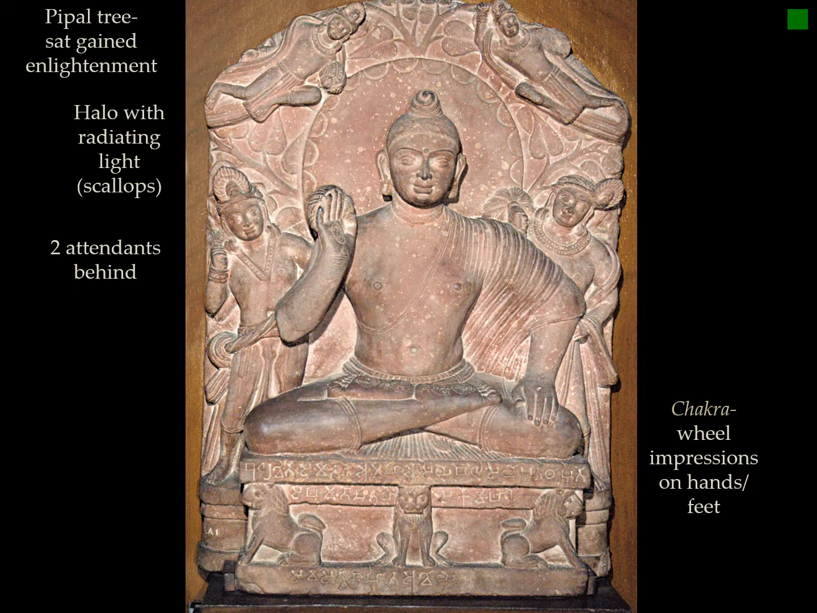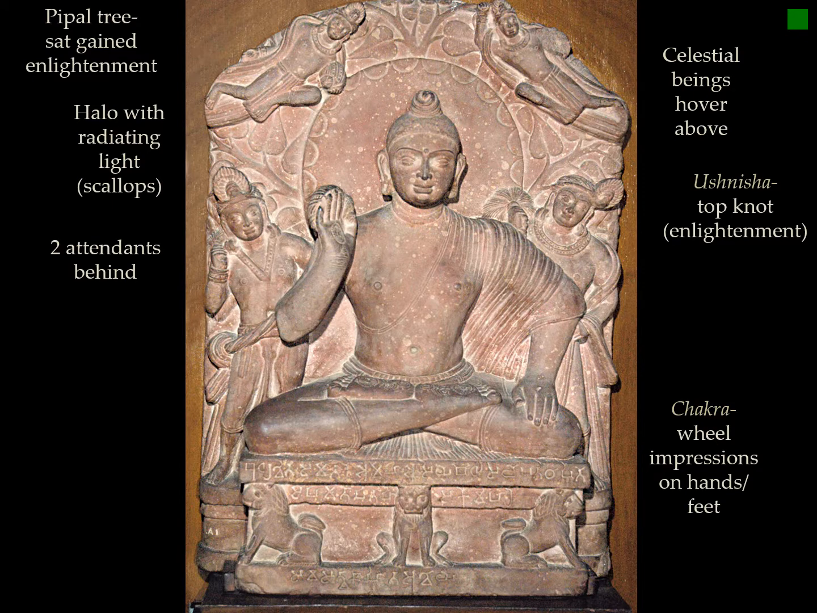The pipal tree behind him is going to be where he sat to gain enlightenment. The celestial beings that hover above show the supernatural significance of his enlightenment and his journey. The Usnisha, or topknot, still is going to reference enlightenment and where he attained it and that he did attain it. Buddha's sermon is going to be identified below with the roaring lions, just like we talked about with the Ashokan columns and the pillars, with lions and wheels as the primary motifs.